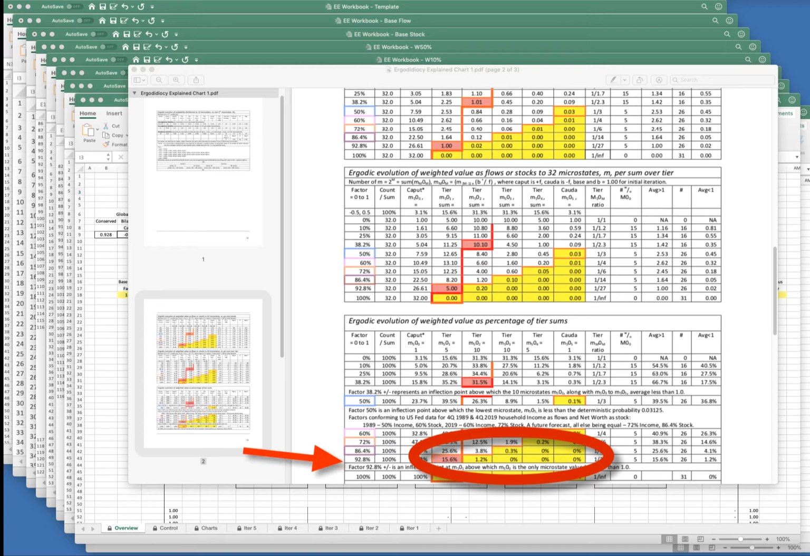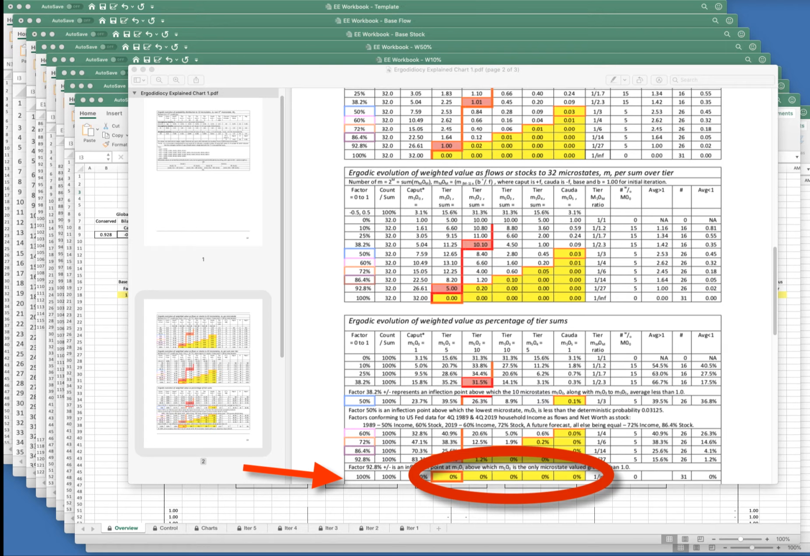W92.8 represents a final point of inflection in which all the top microstates, all but the top microstate of 11111, at 3.1% of the total population, holds 83.2% of the net worth, and all the rest are at or below 1. 15.6% are barely sustained themselves at 1 by catering to the top tier, and 81.3% of the total are in the unsustainable range. At W100, all of the 96.875% rest are unsustainable.